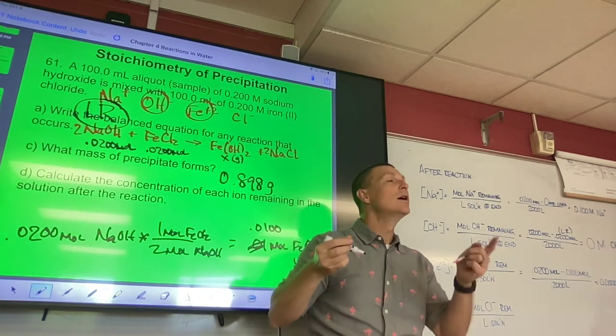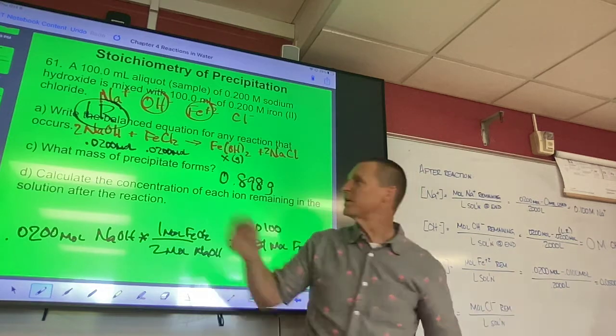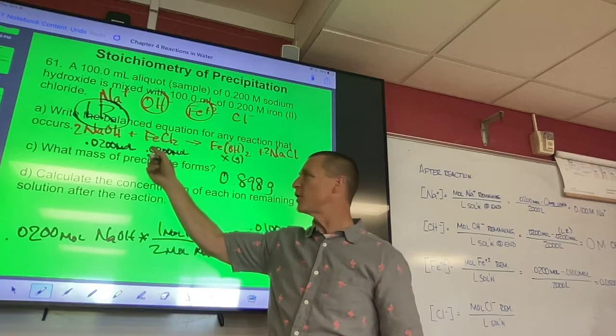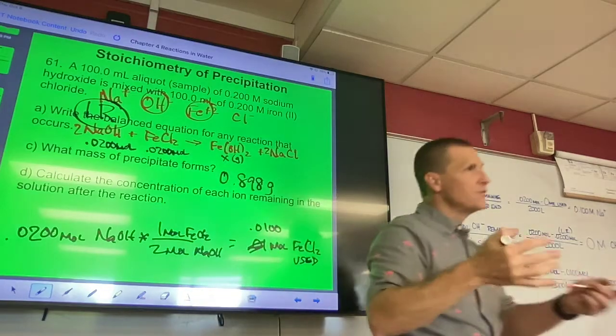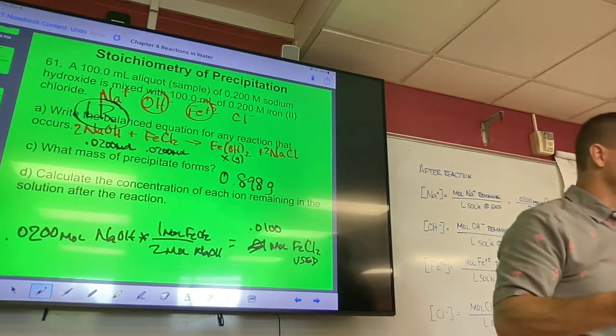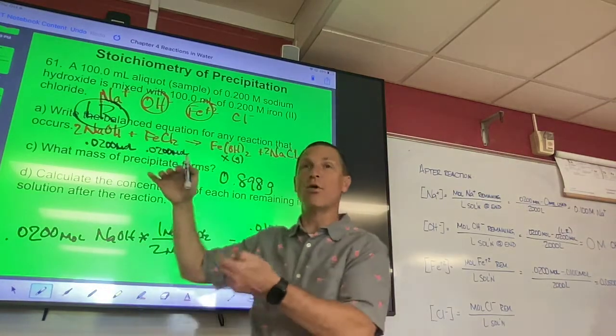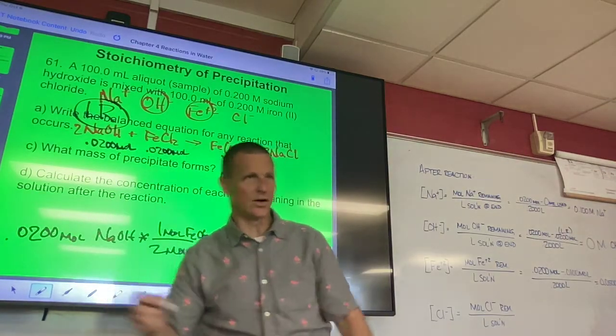Not 0.02, 0.04. Because there's 2 chlorides in every FeCl2. So if I have 1 mole of FeCl2, I'll have 2 moles of chloride. And if I have 0.02 moles of this compound, I'll have 0.04 moles of chloride.